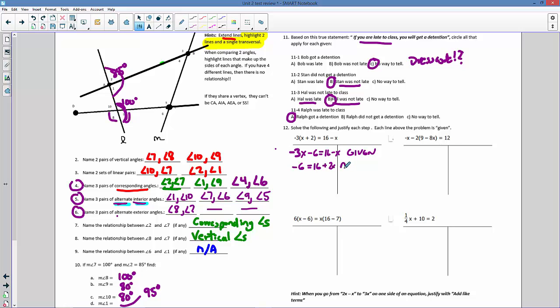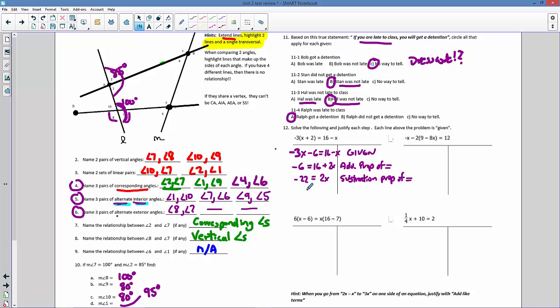Okay, so that was addition property of equality. And then I'm going to subtract 16 from both sides. Subtract 16, so it's going to be minus 22 equals 2x. So that's subtraction. We don't abbreviate subtraction because we're going to reserve that for substitution. So subtraction property of equality.